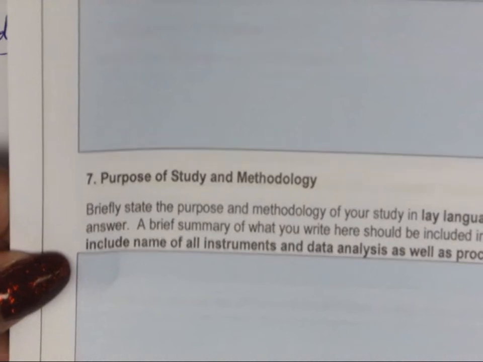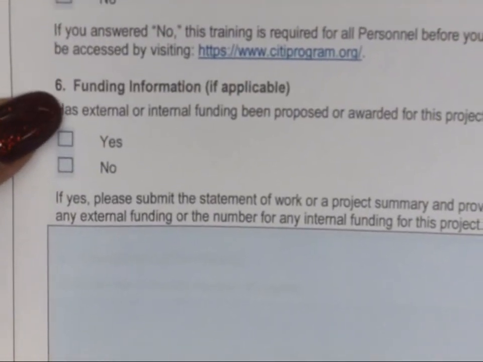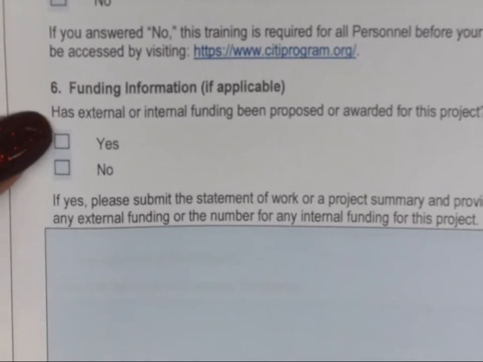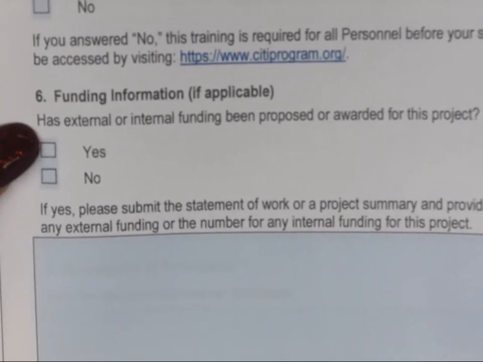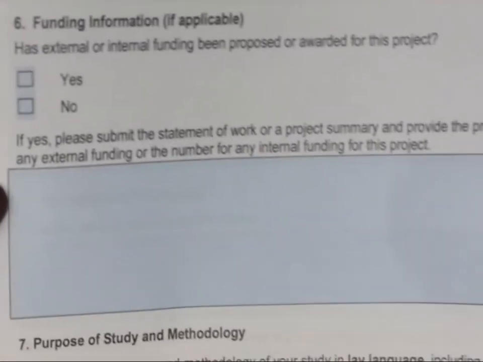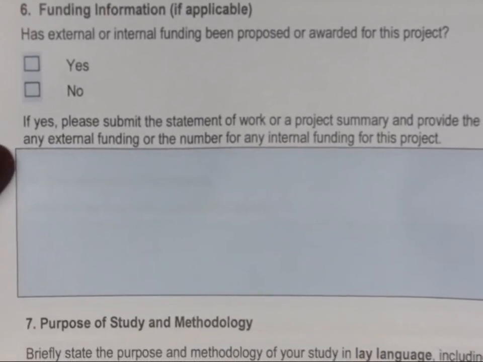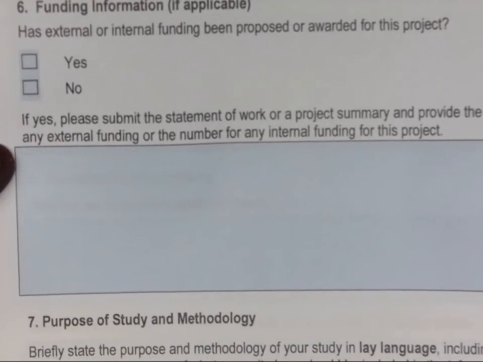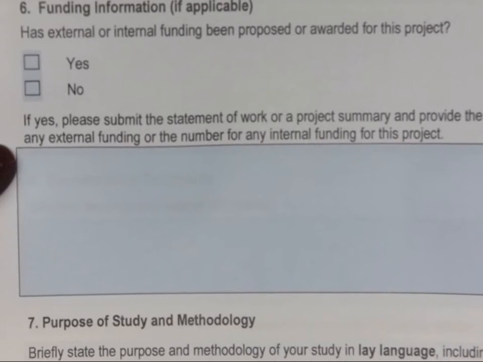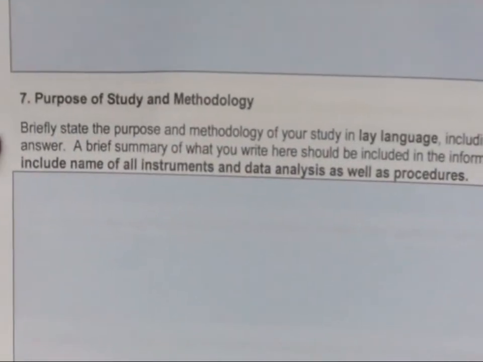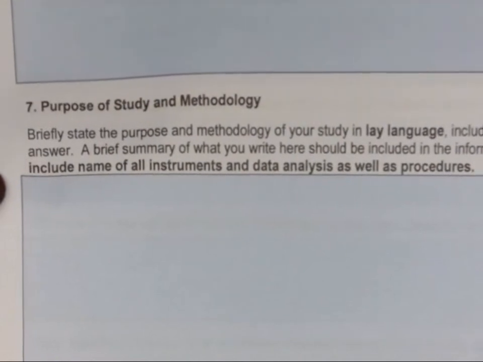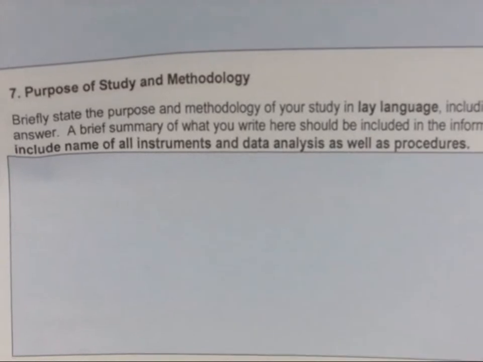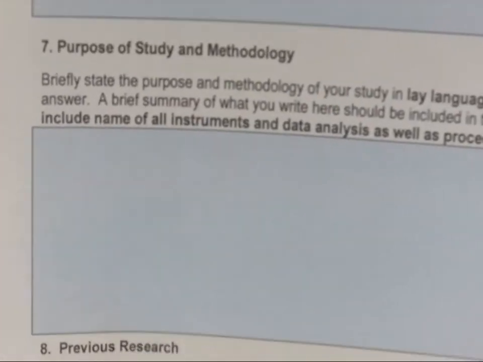Funding information, oops, I'm in the wrong spot. There we go. Funding information for us, that would be, yes, we're applying to an external grant. Has external or internal funding been proposed or awarded for this project? And if yes, please submit the statement of work or a project summary and provide your project number that you put it through. So they want to know, what did you tell NSF that you're going to do? So that's there. Just the purpose of the study, that's a brief thing. Somewhere in our overall program description to NSF, that's going to be there. So basically, we can cut and paste some of this stuff.